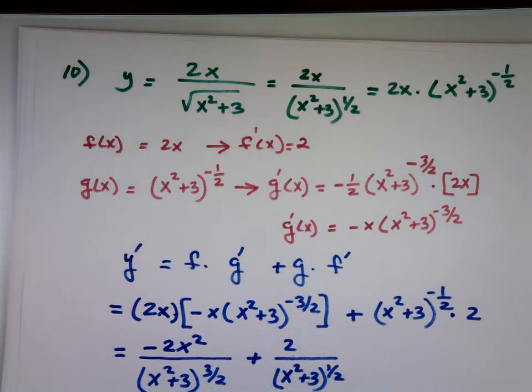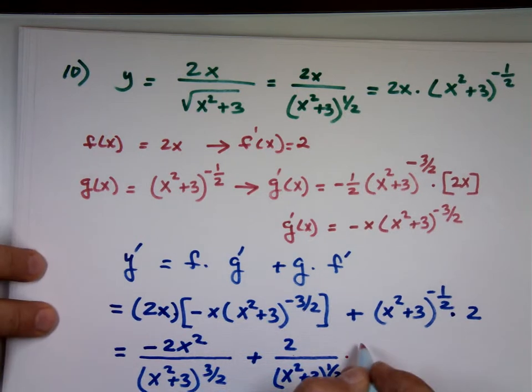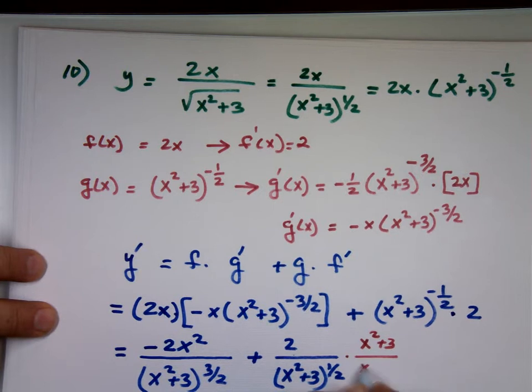I don't know if they'll leave the answer like this. They could. I mean, I was surprised last time to see them leave the answer in negative exponents. But if you don't like the negative exponents, if that was me, I'd say no, no, no, let's find the LCD, which is, since you have the same thing, we'll take the higher one. So I need to multiply both of these by x squared plus 3, the second fraction.